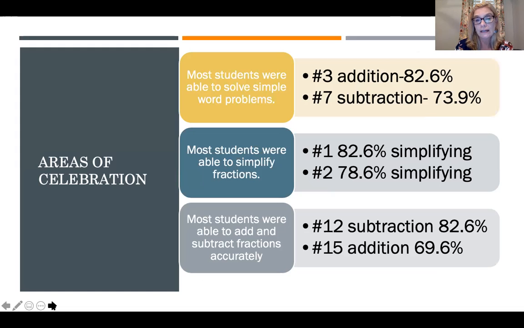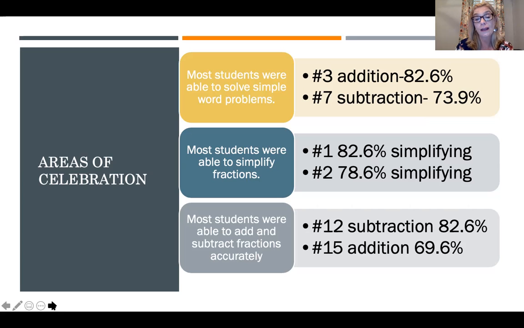So let's take a look at areas of celebration. Most of my students were able to solve simple word problems. Number 3 and number 7 are examples. Number 3 was an addition word problem, addition of fractions, and number 7 was a subtraction of fractions word problem. And 82.6% and 73.9% of students were able to get those questions correct. And all of the addition and subtraction of fractions problems were with unlike denominators.